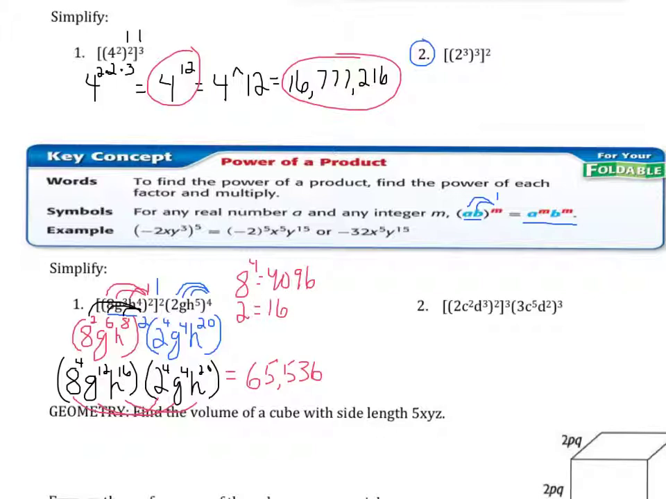Then we have g to the 12th times g to the 4th. We're multiplying those together, right? So we're going to add the exponents. So we get g to the 12 plus 4 is 16th. We're going to do the same with h. H to the 16th times h to the 20th will give us h to the 36th. And that there is going to be our final answer.